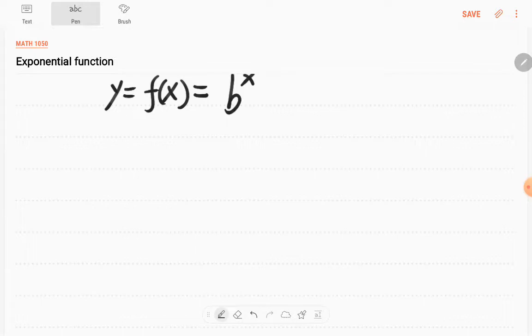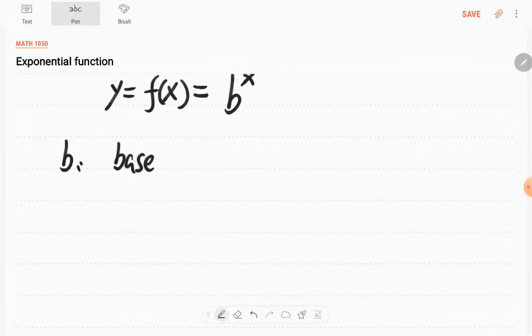B is called the base. B is called the base of this exponential function.